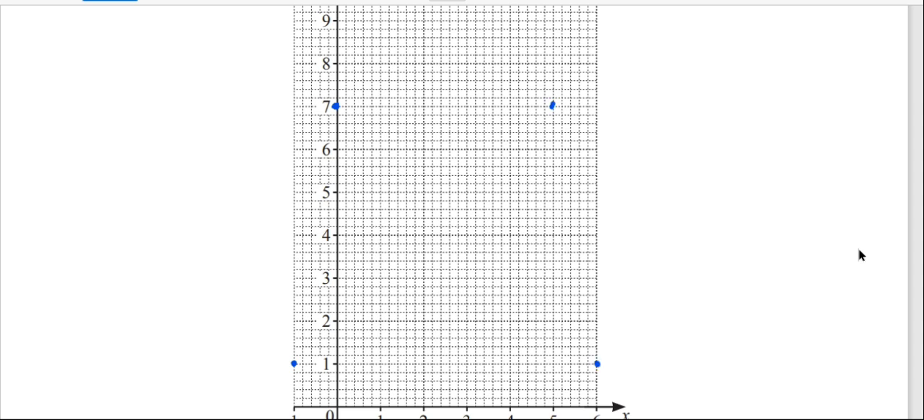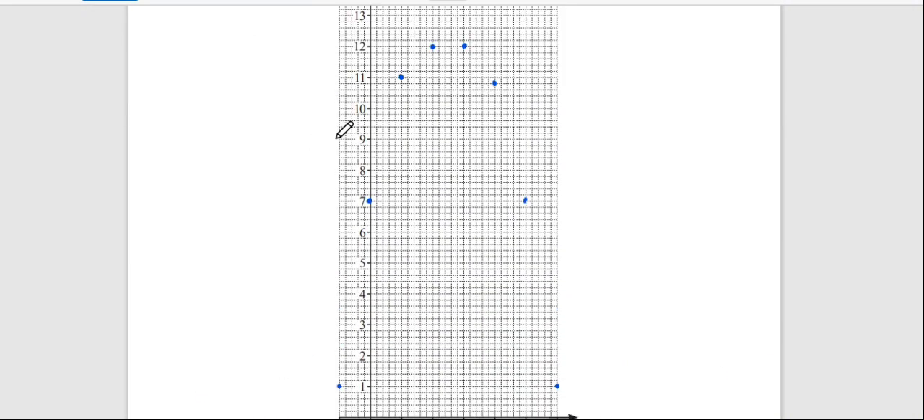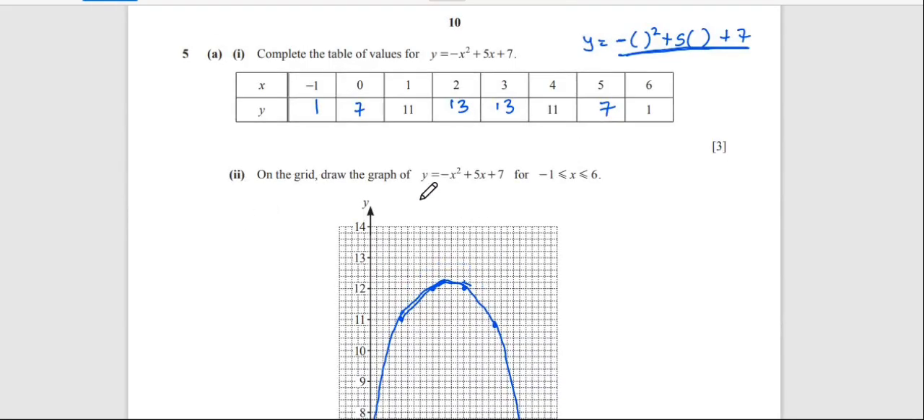Okay, so let's reduce this now. So with what we have now, we need to join the points. So this is the best I can do. Of course, I'm not using a graphing software, so I'm just using my hand to trace that. If you are careful about that, you can trace that very well. All right, so they say on the grid, draw the graph of this, which I have done here.